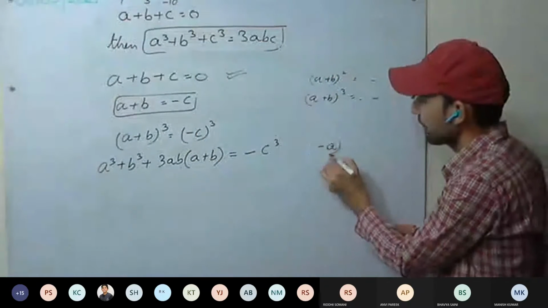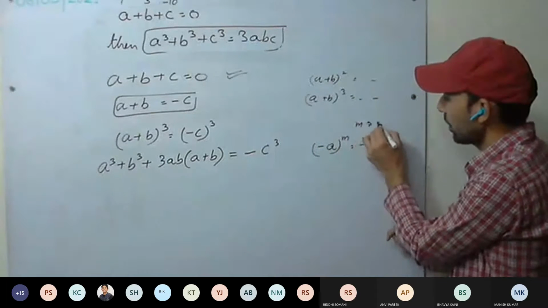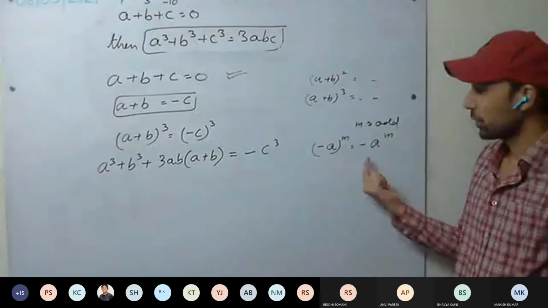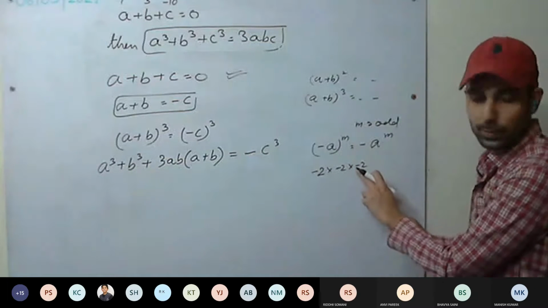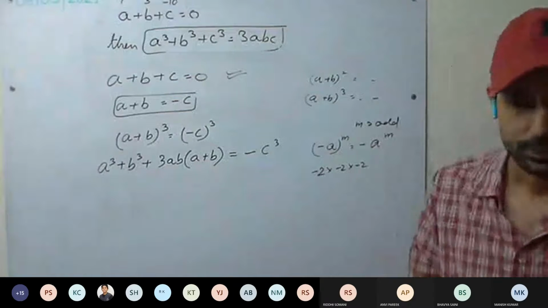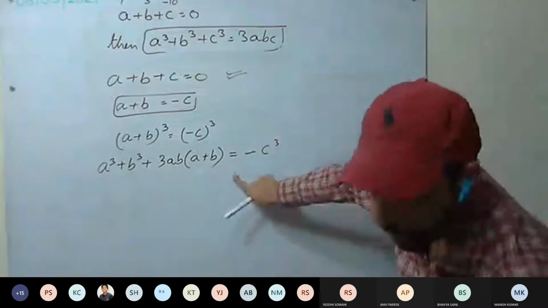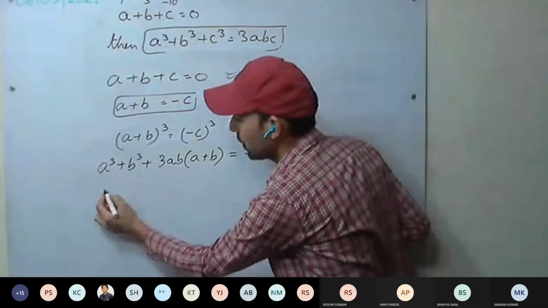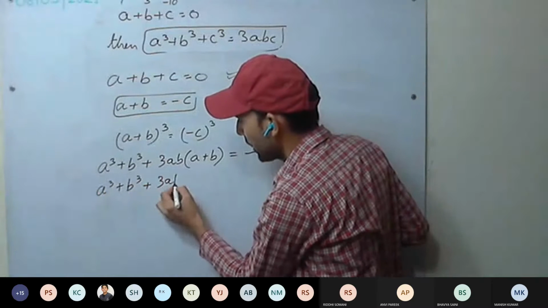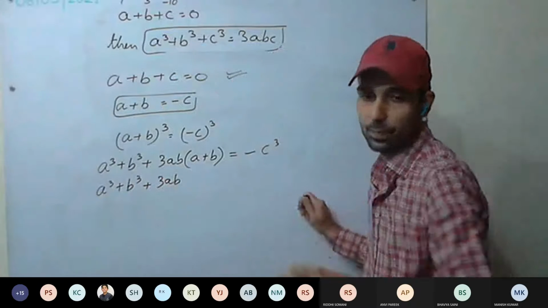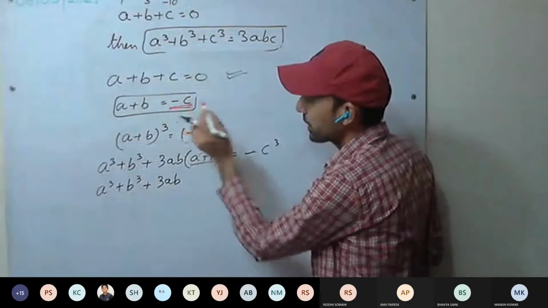You already studied minus A raised to power M equals minus A raised to power M if M is odd. We already know this one. You can as well see minus 2 into minus 2 into minus 2: minus minus become plus, 1 minus remains. This is clear? Okay. So A cube plus B cube plus 3AB into A plus B. Instead of A plus B, can we put minus C?